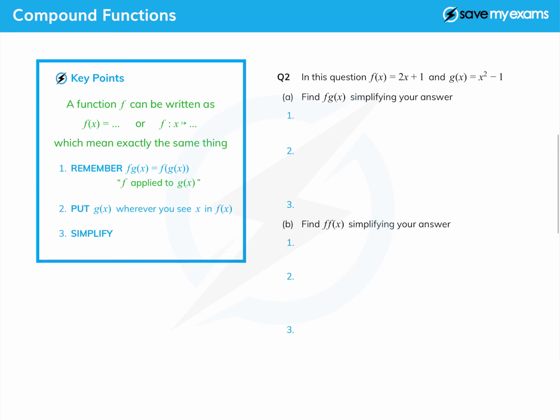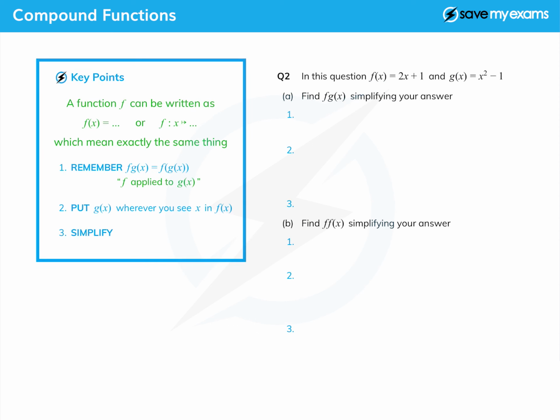Right, let's have a look at one more question. It's only slightly more complicated, and the real point of this is part B is slightly different. So let's do part A very quickly. Again, we're asked to find fg of x. So we use our knowledge that fg of x means f applied to g of x. What is g of x? g of x is x squared minus 1. So this is f applied to x squared minus 1.